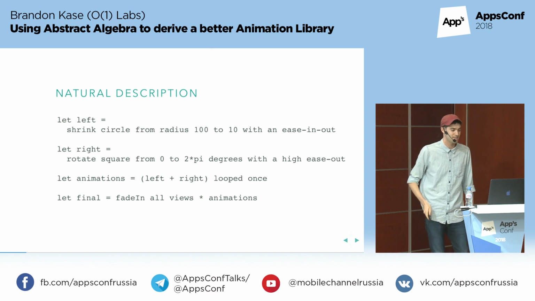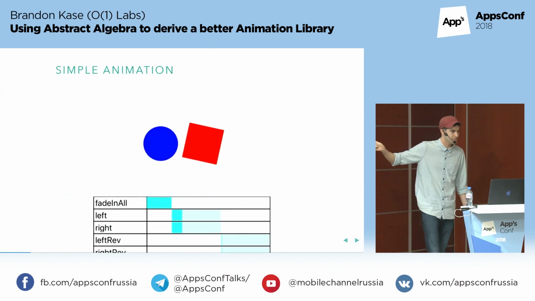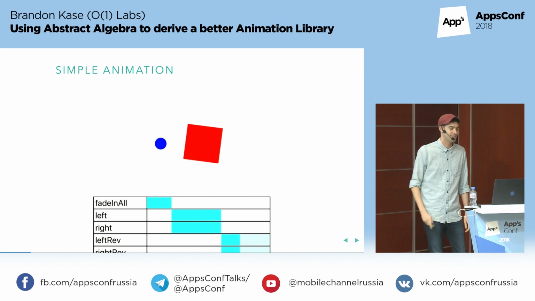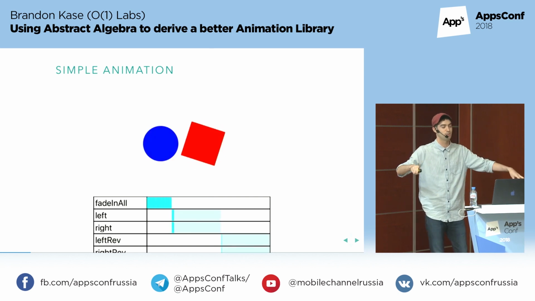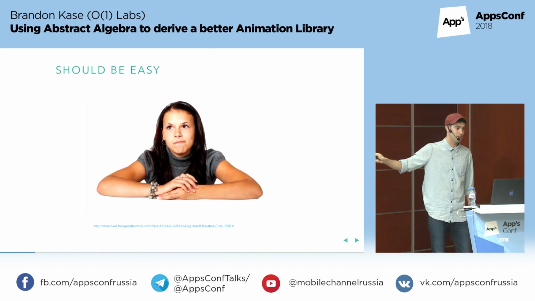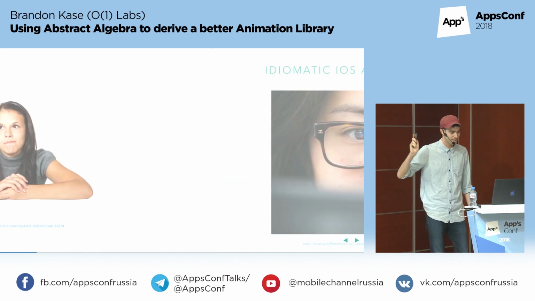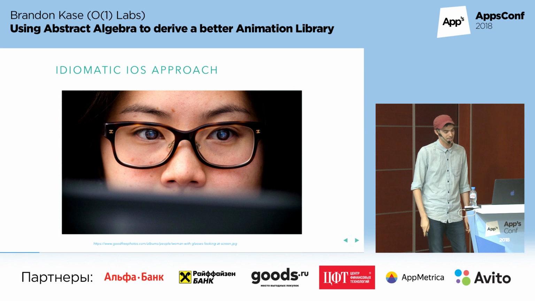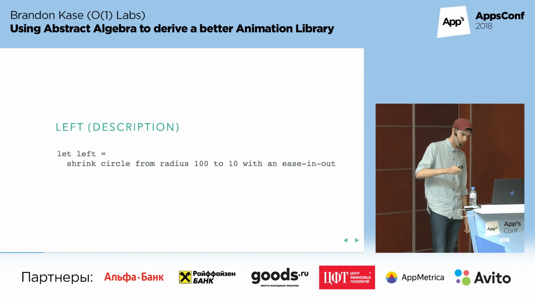So remember, this is describing this animation. It's pretty straightforward. We're fading in, shrinking a circle, rotating a square, and going back. It should be easy to build. Let's try and build it on iOS. Let's use View Animate first. I want to shrink a circle from 100 to 10 with an ease in out curve.